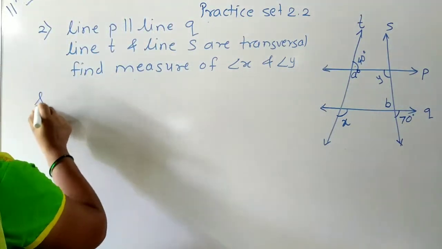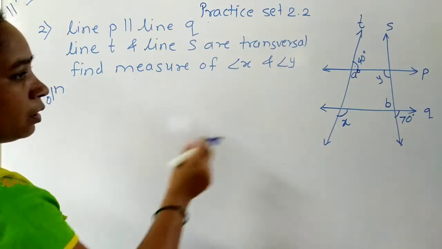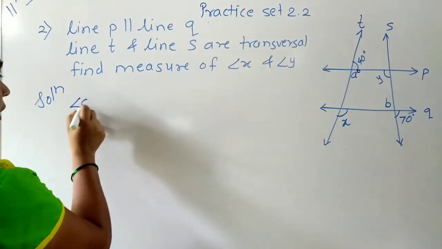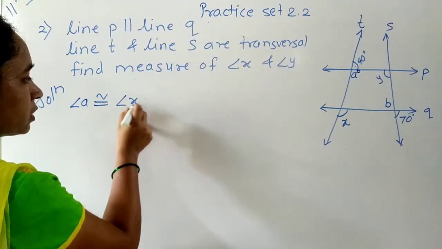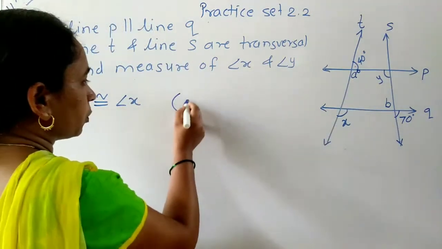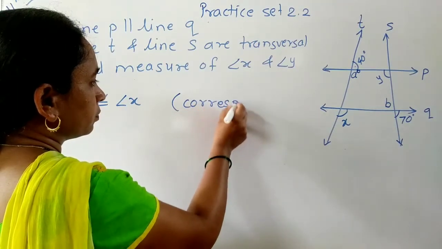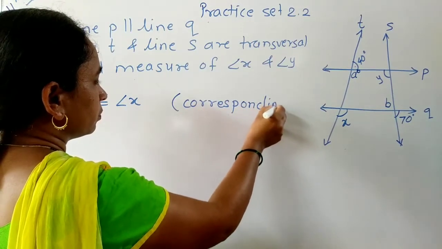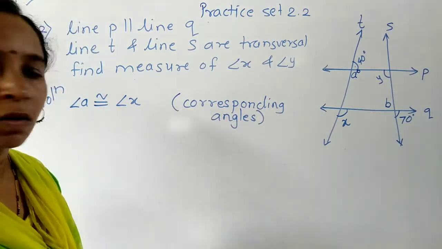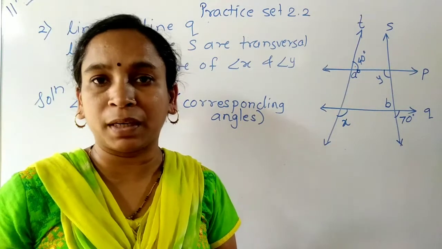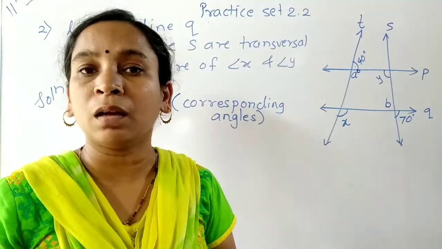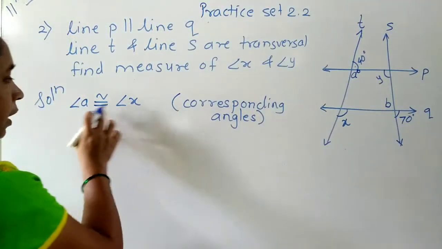So, let's solve it. First, here, A and X. What is the A and X relation? Angle A is congruent with angle X. What is the reason for this? Why are A and X congruent? Because those are corresponding angles. So, they are congruent. I have taken the help of A and B letters. It is not given, but to prove these or to find out some values, we have to take the help of some letters. Now, A and X is congruent.